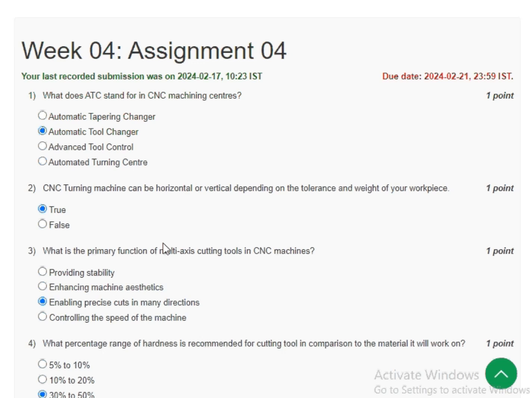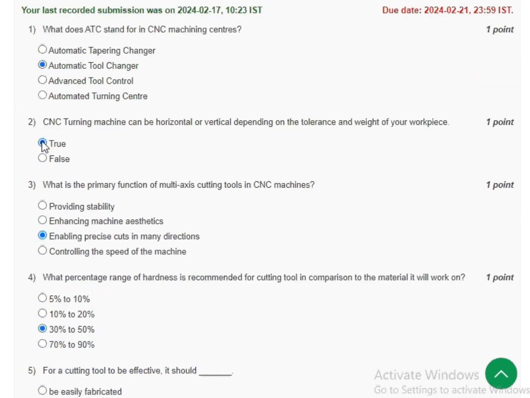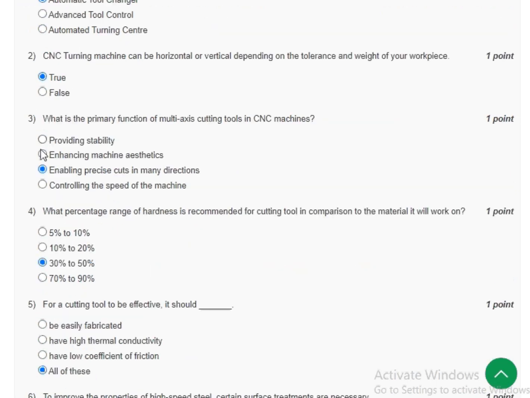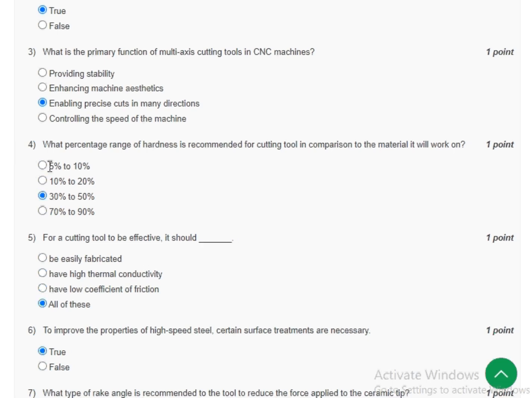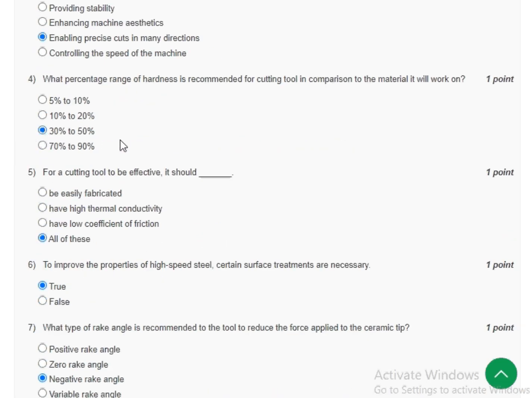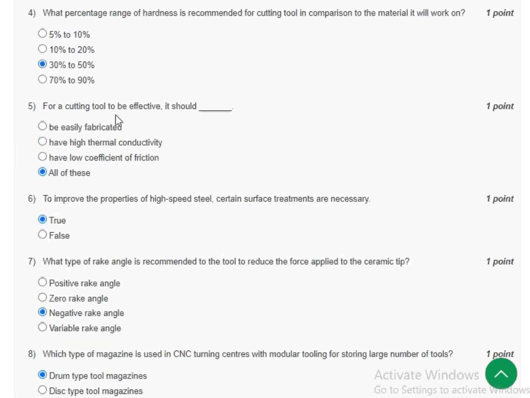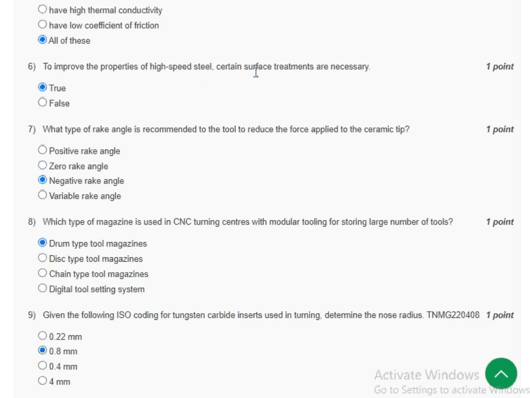So let me revise. For question number 1, the second option is correct. For question number 2, it's a true statement. For question number 3, enabling precise cut in many directions. For question number 4, 30 to 50%. For a cutting tool to be effective, it should have all of these. To improve the properties of high speed steel, certain surface treatments are necessary.